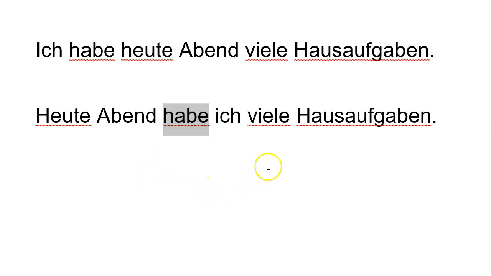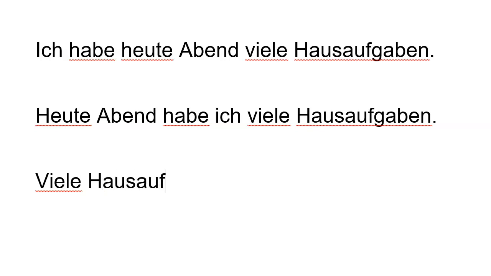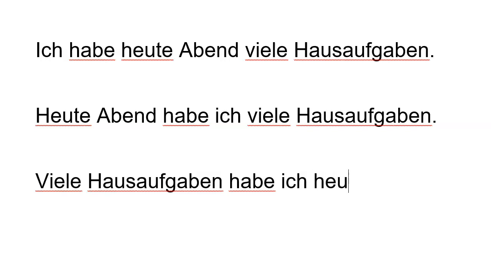Now we have one other element, and that's the viele Hausaufgaben. So we can go ahead and start with that. That's the direct object, a lot of homework. It's what I have, right? I have a lot of homework. What you have is the direct object, so viele Hausaufgaben, first element. The verb must always be in the second position, so we're obliged to put habe there. So viele Hausaufgaben habe ich, and then the last element, heute Abend. And there you have it.